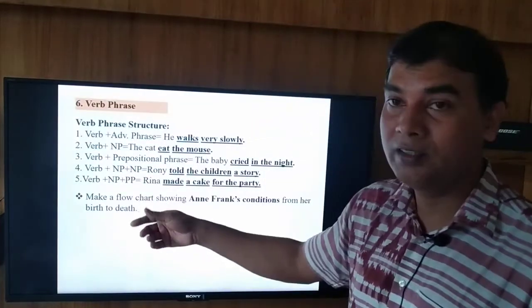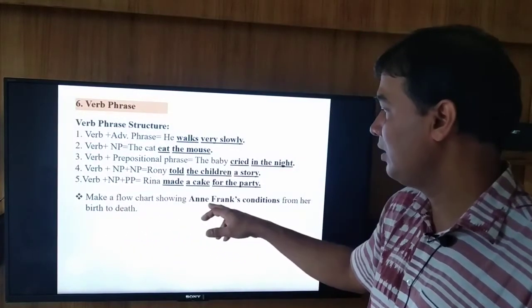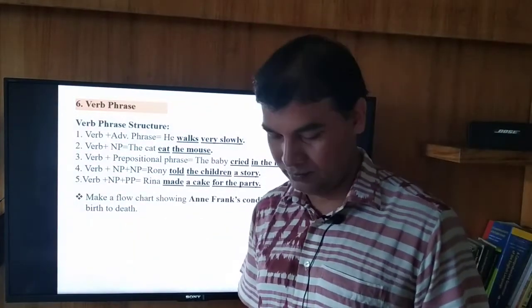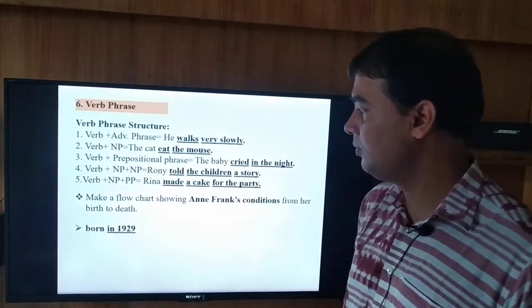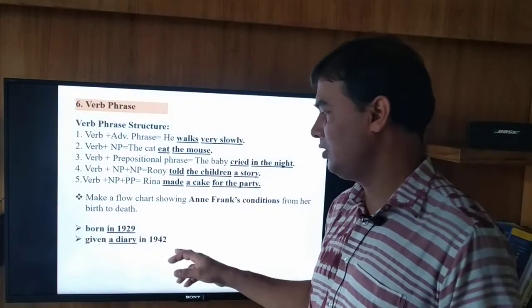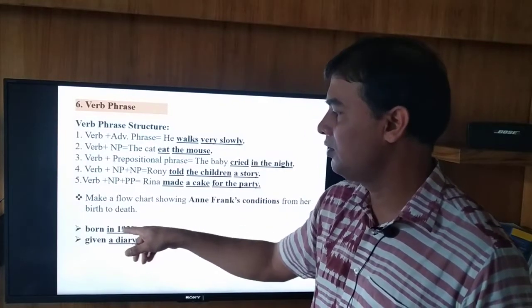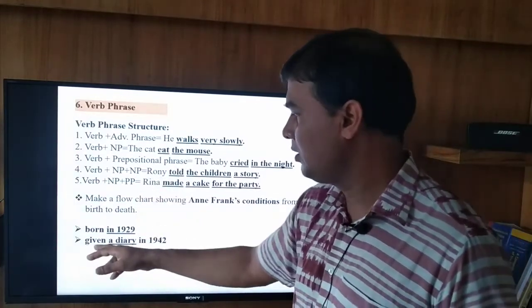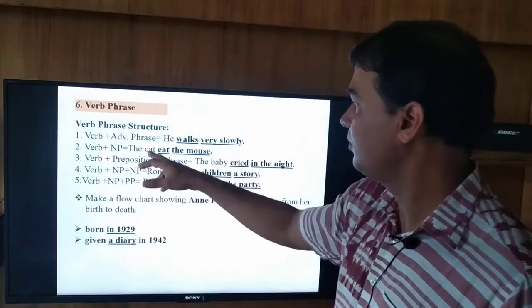For example, in the question paper you find, make a flowchart showing Anne Frank's conditions from her birth to death. Okay, so you see, born in 1929, given a diary. Here you see, born, this is verb, in 1929, this is adverb phrase because it indicates time. Given a diary, given, this is verb, a diary, this is noun phrase, verb plus noun phrase.